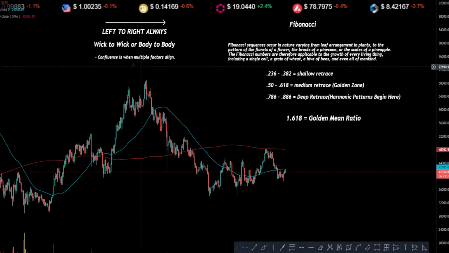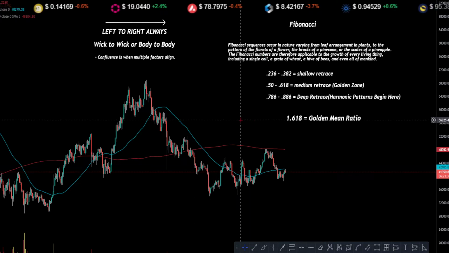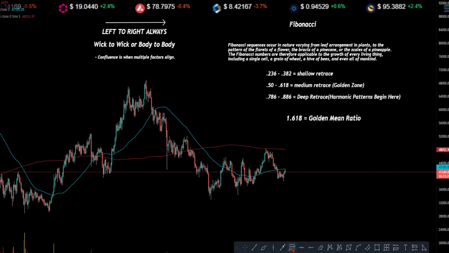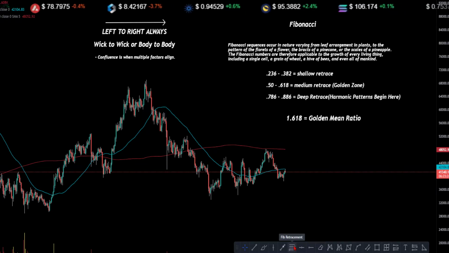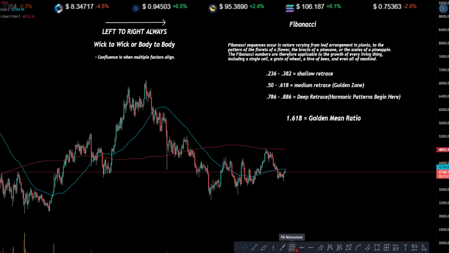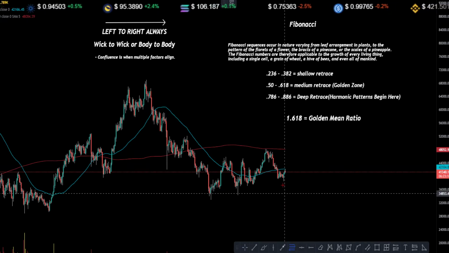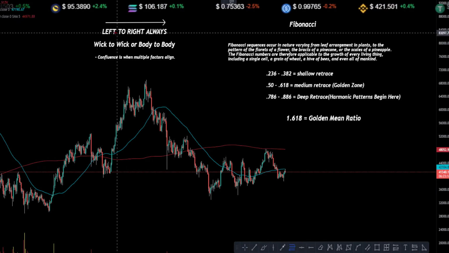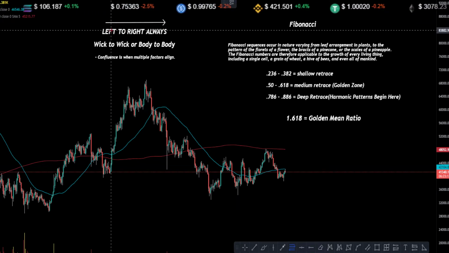So confluence is going to be when multiple factors align. And I can show you real quick what I mean by that. So your Fibonacci retracement tool is going to be right down here. It's going to say Fib retracement. You'll see it'll have like 4 lines with a couple little circles on each side. You go ahead, you click the Fib retracement. It always goes left to right.